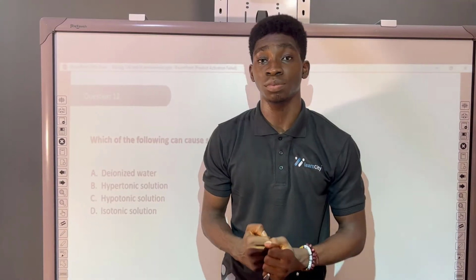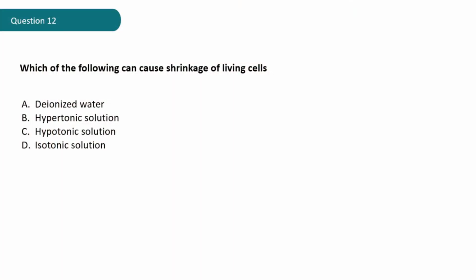Question 12. Which of the following can cause shrinkage of living cells? A. Deionized water, B. Hypertonic solution, C. Hypotonic solution, and D. Isotonic solution. Let's give it a try.